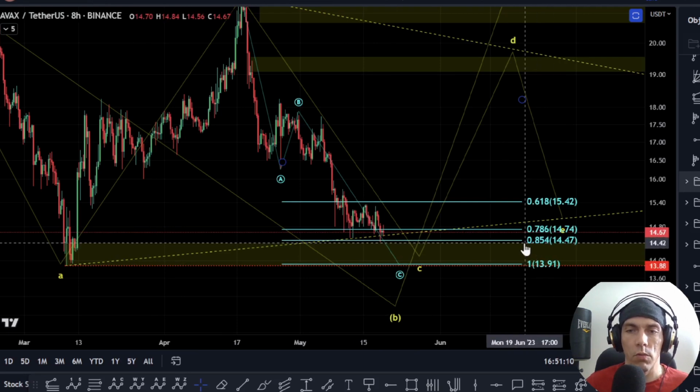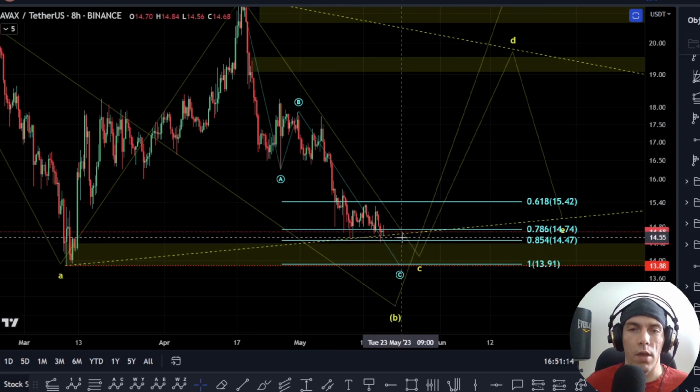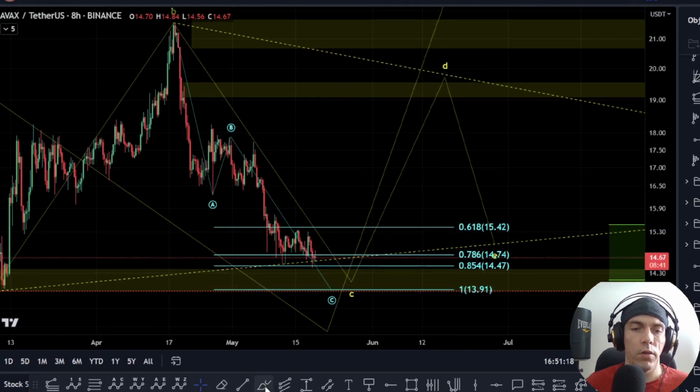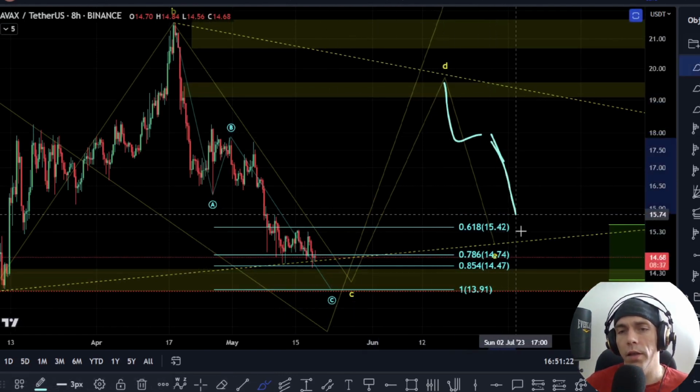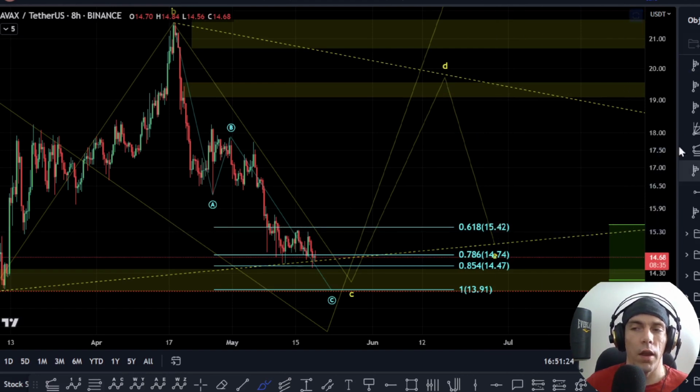So that 1-to-1 would actually bring us right into that invalidation. We have actually come down already to this 0.854. So what I'd want to see is if we get a reaction from this zone and then look to move up. If we are looking to form a triangle here, what we would be looking for is a three-wave move to the upside, followed by an additional three-wave move to the downside. Now that would be looking at this as a potential triangle.